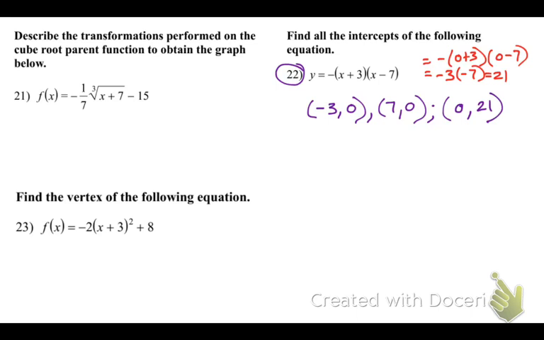Number 23 says to find the vertex of the following equation. Again, I'm not going to tell you what the vertex is. I will just tell you that this is in vertex form. So think about the vertex of a quadratic expression and select which of these is the vertex.